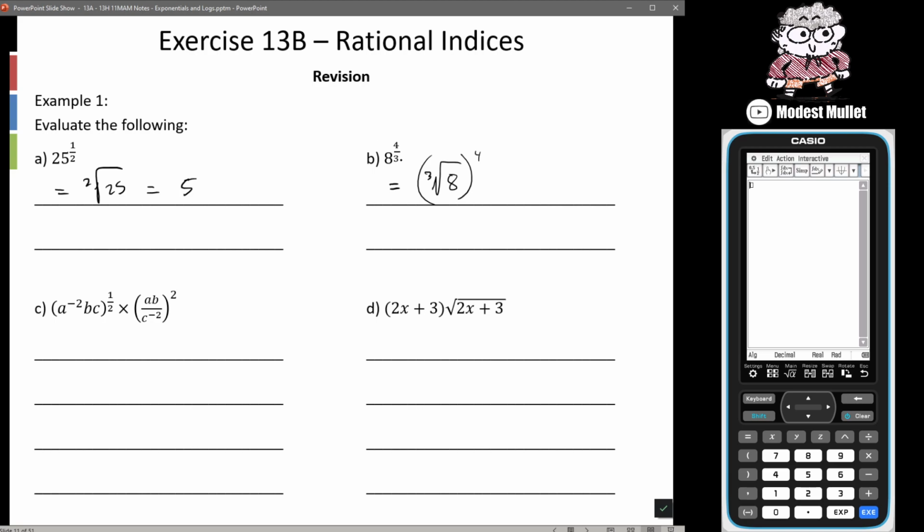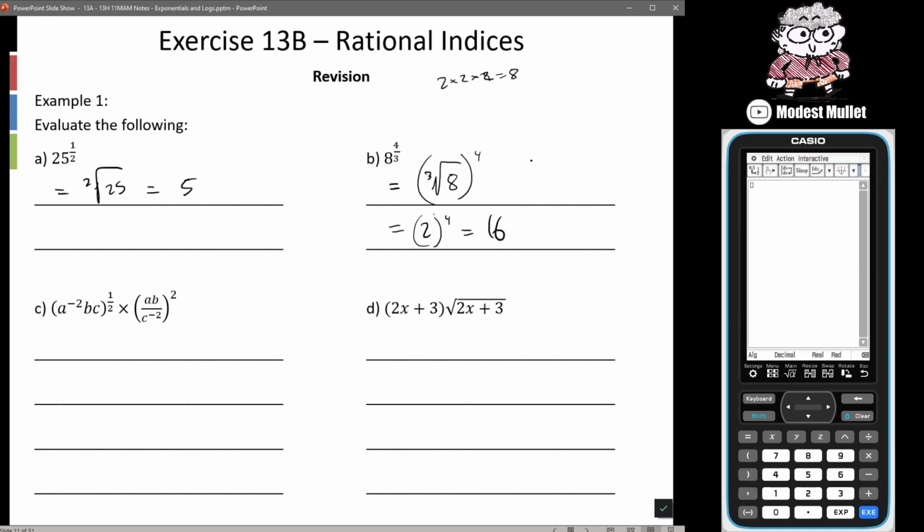And I suggest putting this power 4 outside. And I'll show you why, because it turns out the third root of 8 is 2. 2 by 2 by 2 is 8. So by leaving this outside, a lot of the time you'll actually be able to simplify this. So we actually now get 2 to the power of 4, which is 16.